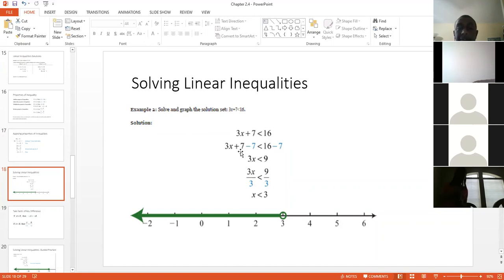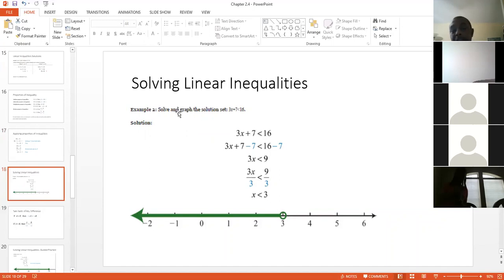So negative 7, subtract on both sides. 7 and 7 cancel out, so 3x. 16 minus 7 is 9. If we want to isolate the variable term, we use the division property of equality. When we're dividing by a positive number, the signs stay the same. Divided by 3, divided by 3. So x is less than 3.